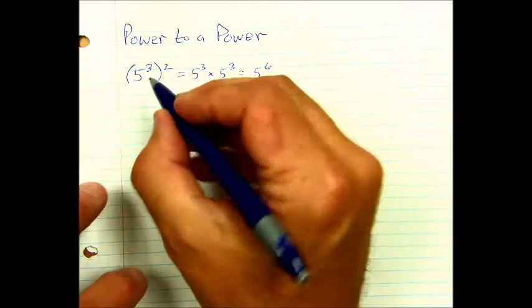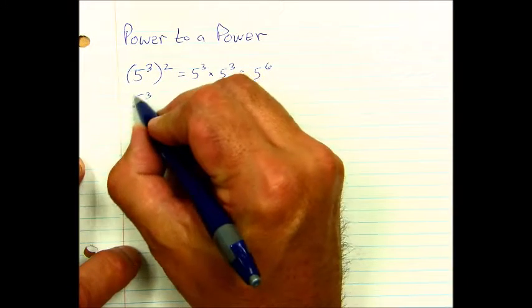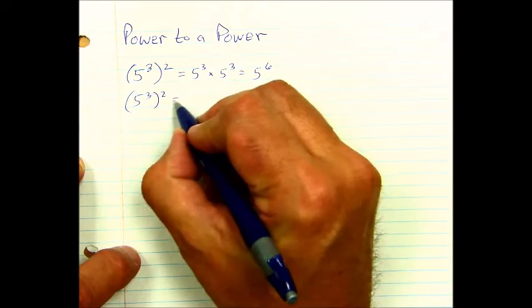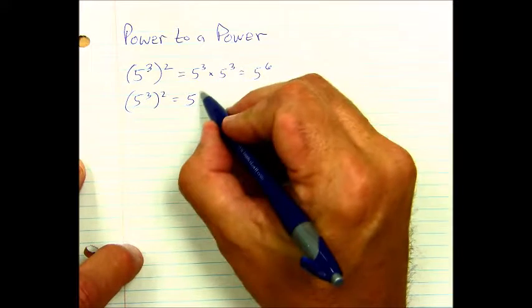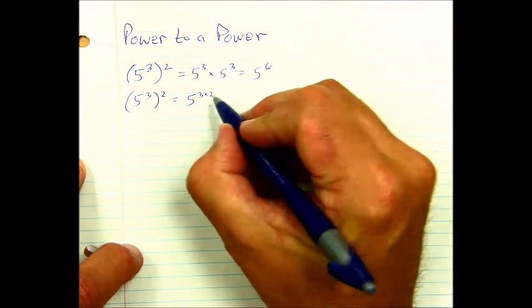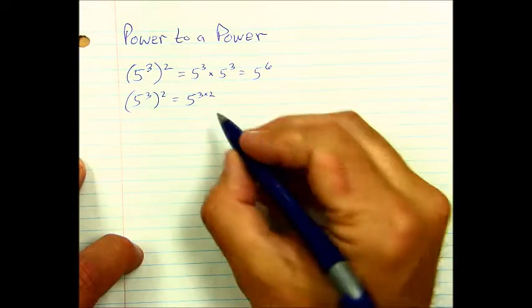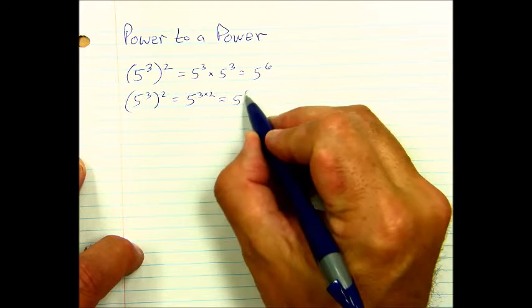So what are we actually doing here? 5 to the third to the second is really 5 to the 3 times 2, which is 5 to the 6th.